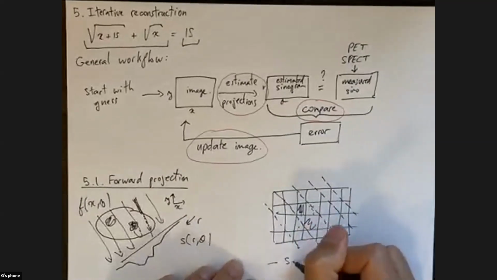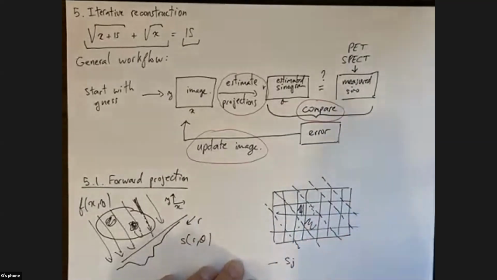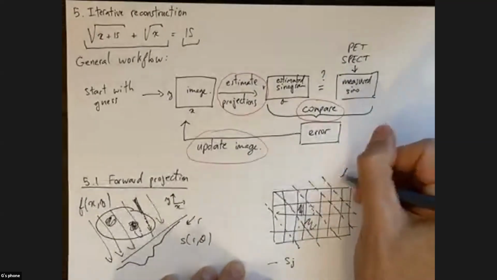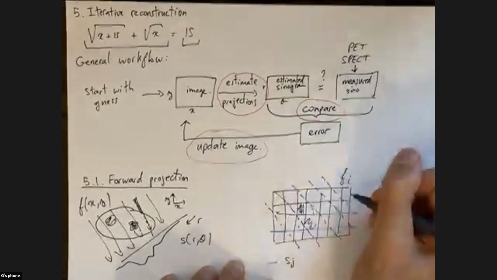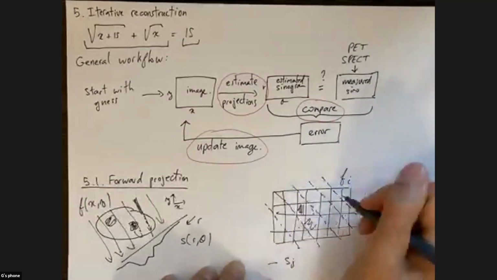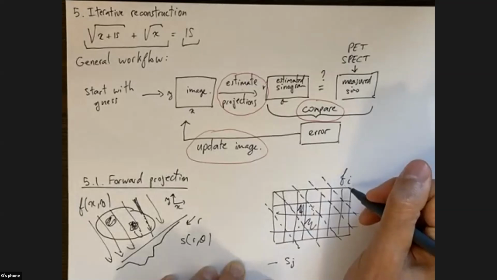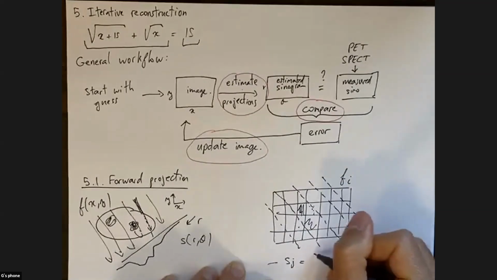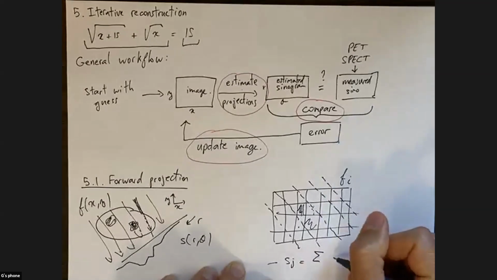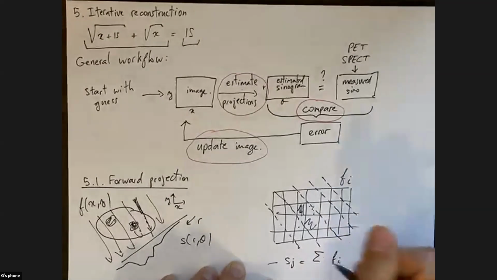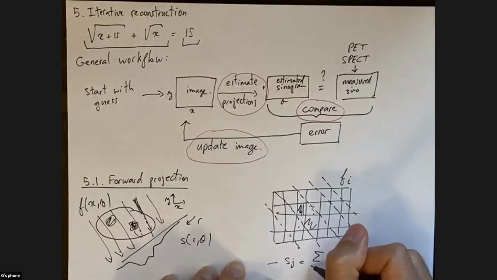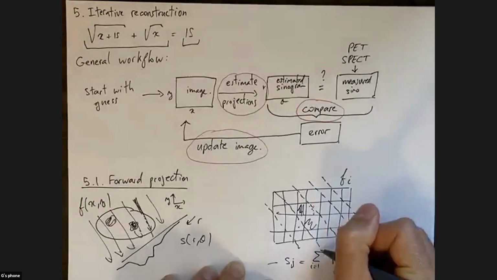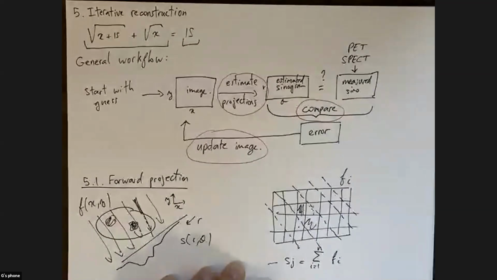So S_j is the sinogram element number j. We're going to call these f_i. Each pixel has a unique index i, and the value of the pixel is f_i. So S_j is going to be equal to the sum of all the pixels f_i, from i equals 1 to n pixels, but then there's some kind of weighting factor.